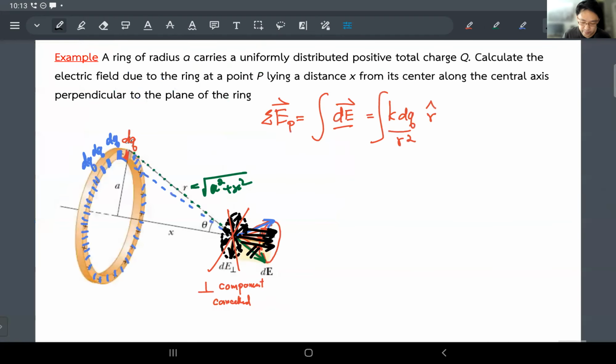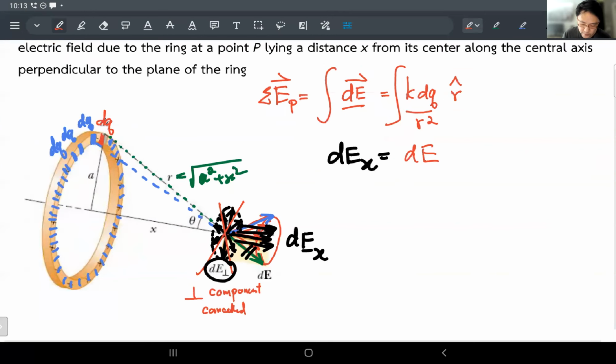You guys with me now? You only need the dE along the x direction. That's all you care about, because the dE along the perpendicular direction already got canceled out from our analysis here. So what is that dE along the x? Well, that was just the dE that you saw before, the original dE. But then you only need the x components.